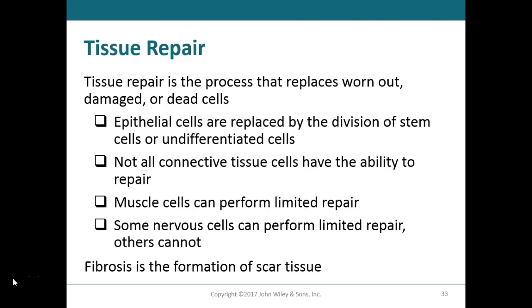They're replaced by the division of stem cells or undifferentiated cells, such as the cells that line your digestive tract. Remember, once you put food in your digestive tract, there's friction all along that long tube. So those cells are constantly being sloughed off, and of course they're used a lot, so we have to create new cells to replace those.